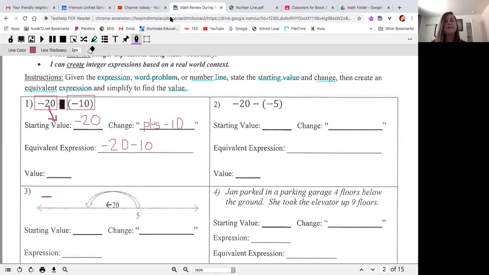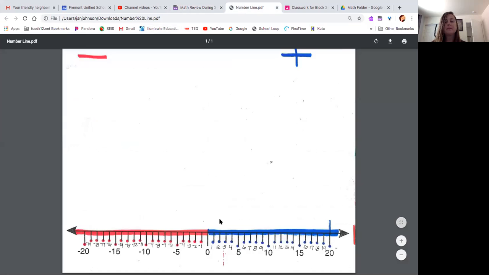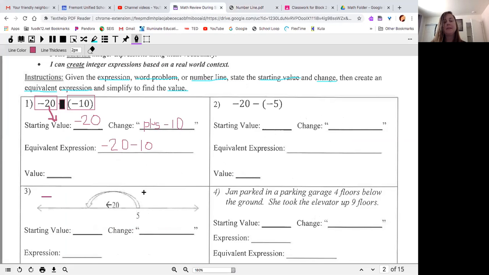And that's because if I were on my number line, okay, and I had -20, and I was adding 10, but it was the -10, that means I'm going more negative, okay? And the same thing, so if I have the number 20 here, and I'm minusing 10, I'm still going to go more negative, okay? And -20 plus -10 or minus 10 is going to give me the same answer of -30.